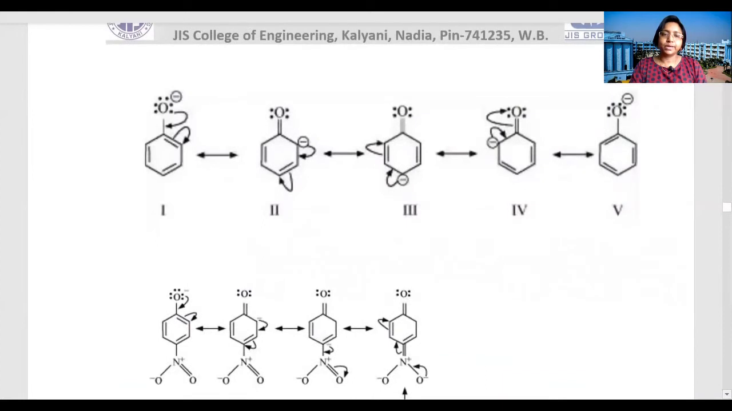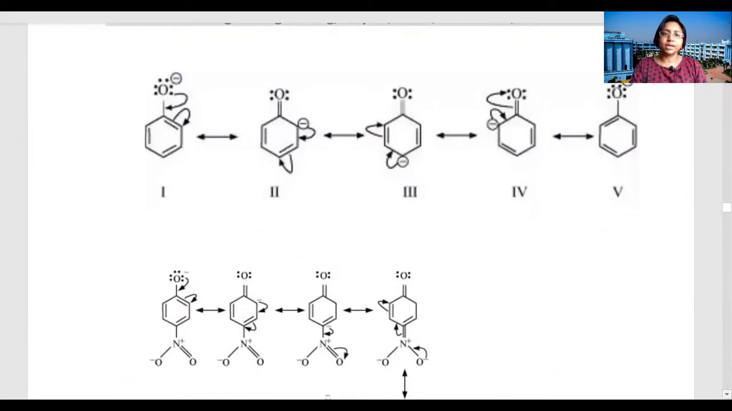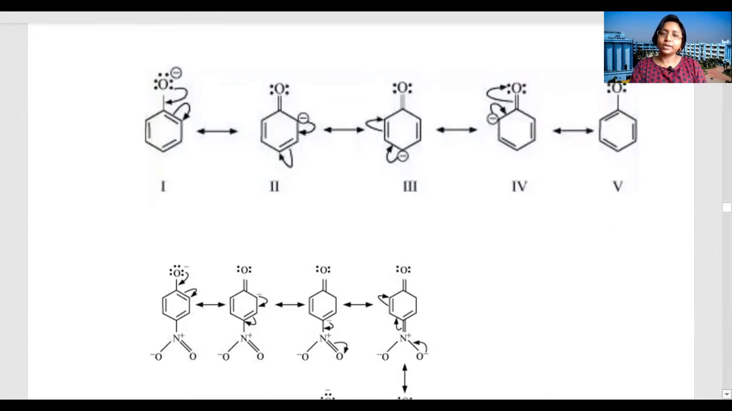Okay, so the first one is for phenoxide and the second one is for para-nitrophenoxide. You can understand that the nitro group, NO2, is withdrawing electrons, so after giving the H plus ion, it becomes more stable than the phenoxide ion. That is why para-nitrophenol is more acidic than phenol. Okay, so you are clear.